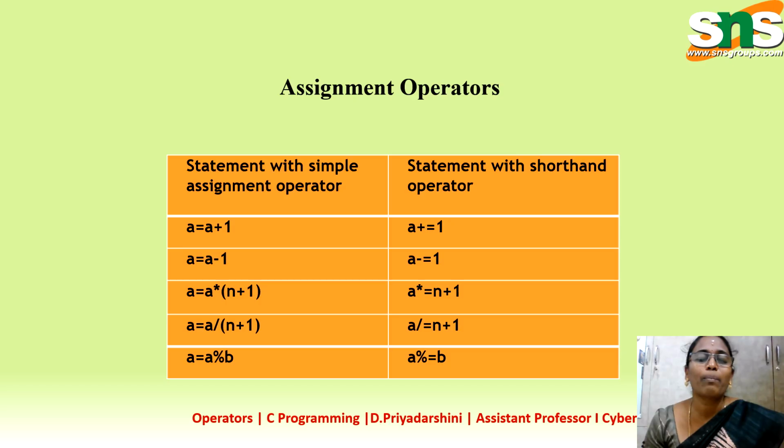There are some examples of assignment operators. The first example: A is equal to A plus 1, which can be written as A plus equal to 1. That literally means A is equal to A plus 1. Whereas A is equal to A minus 1 can be written as A minus equal to 1. It specifies that A is equal to A minus 1.